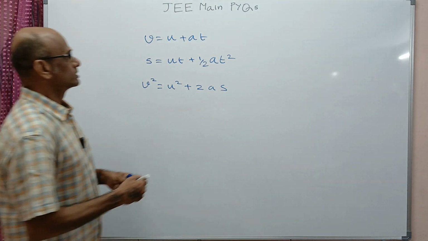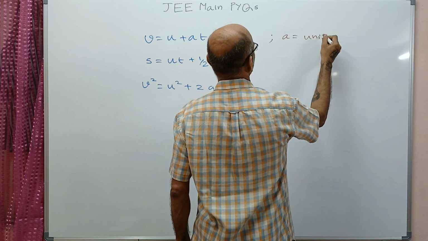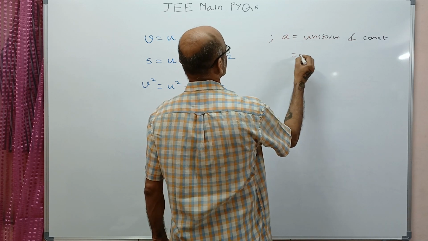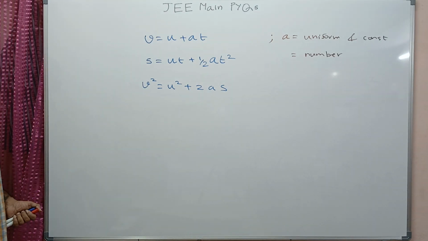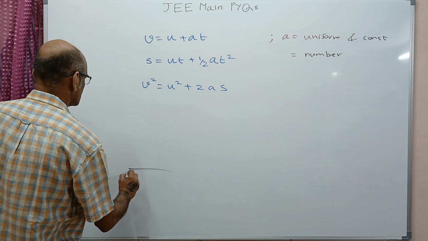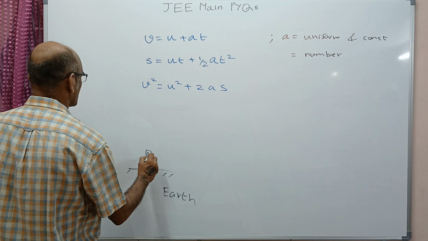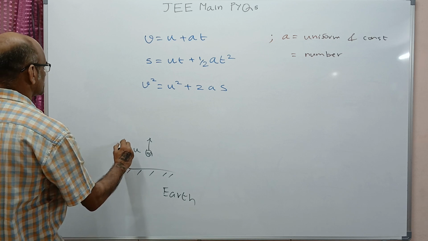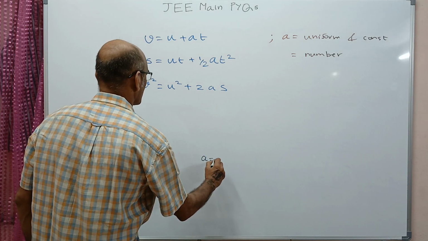And one important thing to notice is these equations are valid when the acceleration is uniform and constant. So that means the acceleration will be a real number. And for the motion of the body, say thrown from the Earth's surface, this is Earth, and for mass m, thrown up with some initial velocity u. So if we take this as the origin and this is the positive direction, then for this particular motion, acceleration is minus g.